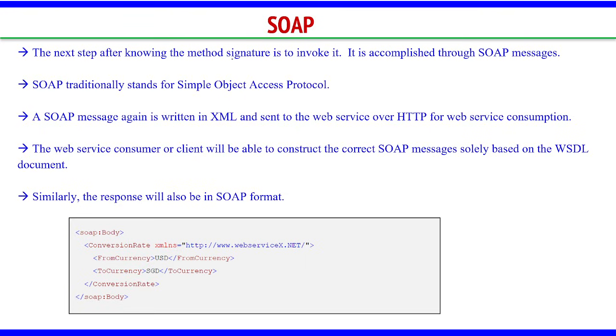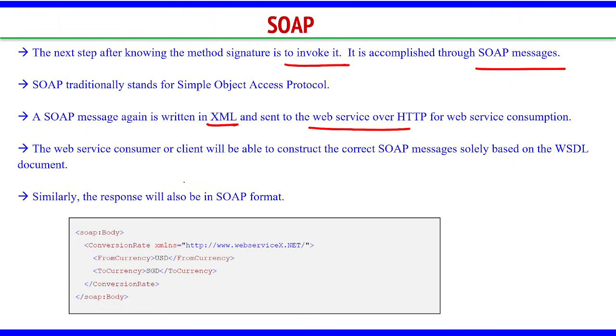The next step after knowing the method signature is to invoke it. In the previous video we have seen that I am able to know the method signature using the WSDL file. Once I know the WSDL file, the next task is to invoke that particular web service. That can be achieved using SOAP messages. It stands for Simple Object Access Protocol. SOAP messages are again written in XML. It's also an XML based communication and is sent to the web service over HTTP for the web service consumption.